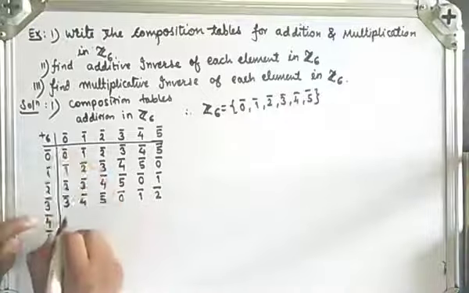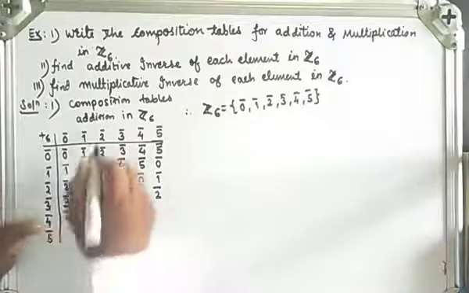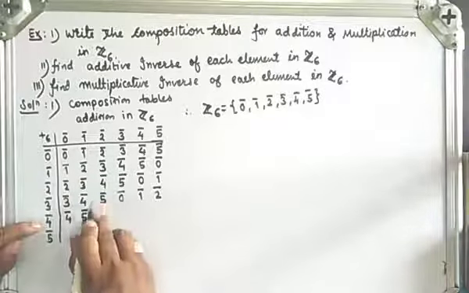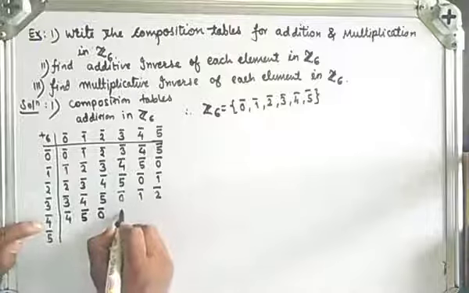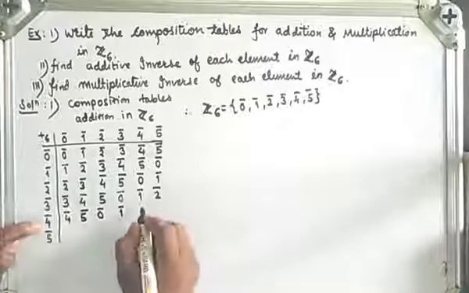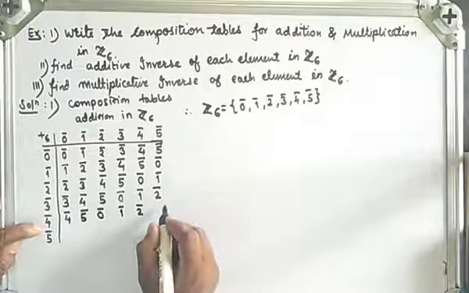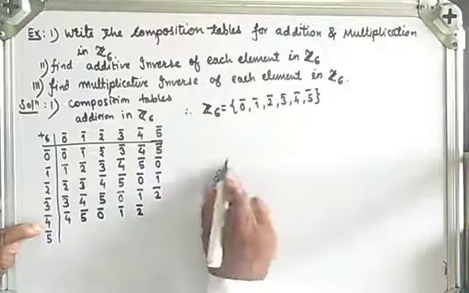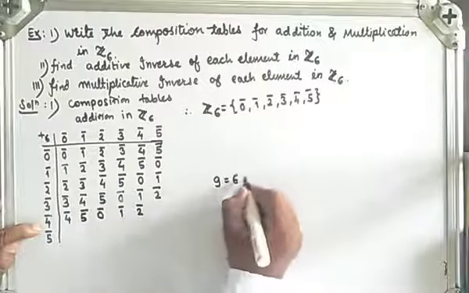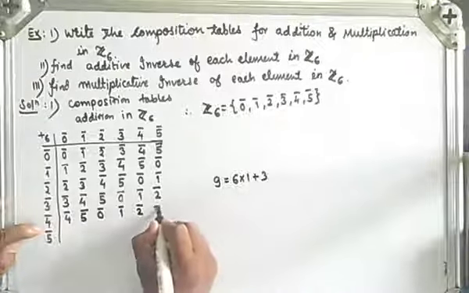Next, 4 plus 0 is 4 bar, 4 plus 1 is 5 bar, 4 plus 2 is 6 bar, which is 0 bar. 4 plus 3 is 7, modulo 6 will be 1 bar. 4 plus 4 is 8, modulo 6 is 2 bar. 4 plus 5 is 9, and 9 divided by 6, the quotient is 1 and the remainder is 3, which is 3 bar.